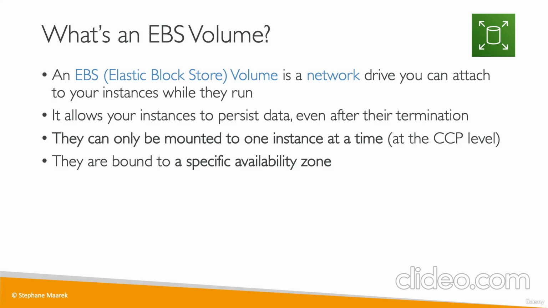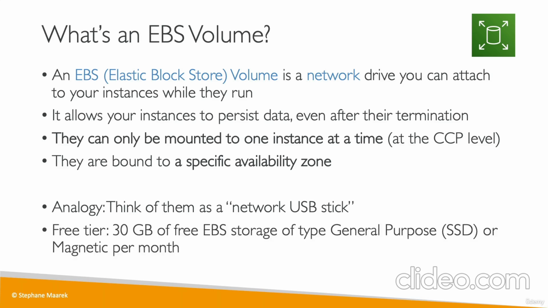So how do you think of EBS volumes? Well, you can think of them as network USB sticks. So it's a USB stick that you can take from a computer and put it in another computer, but you actually don't physically put it in a computer. It's attached through the network. The free tier gives us 30 gigabytes of free EBS storage of type general purpose, so SSD, or magnetic per month, and in this course we'll be using this with the GP2 or GP3 volumes.